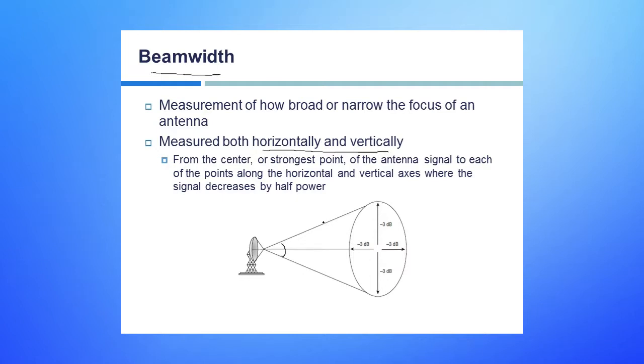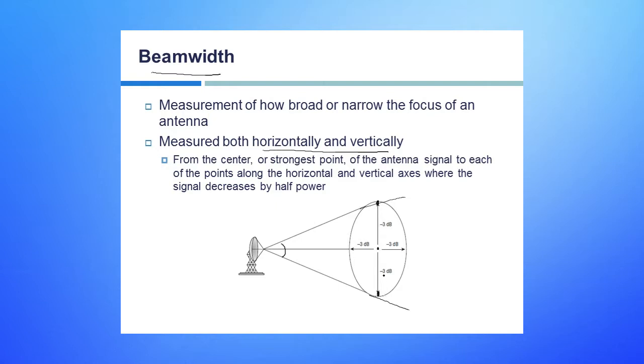As we get further away, right, the beam width is going to get bigger. Maybe not as strong, but it's going to get bigger. So we're pointing it from the center, or what we do anyway, is we look at the center of the strongest point of that antenna signal, and then we try to find the points along that horizontal and vertical axis where the power decreases by half.